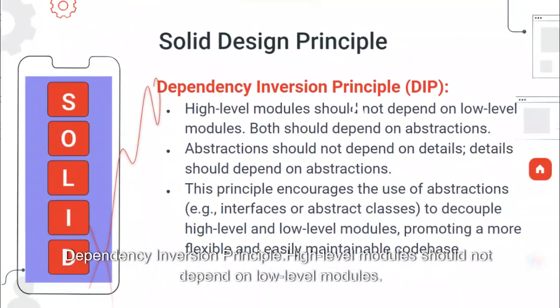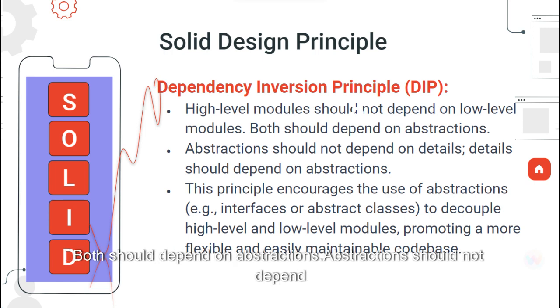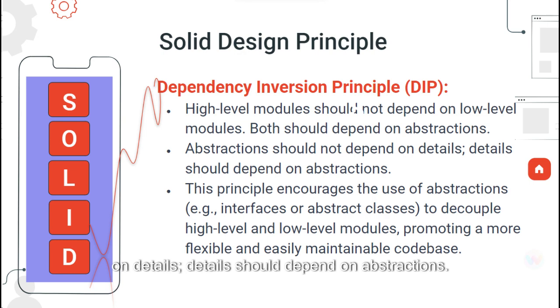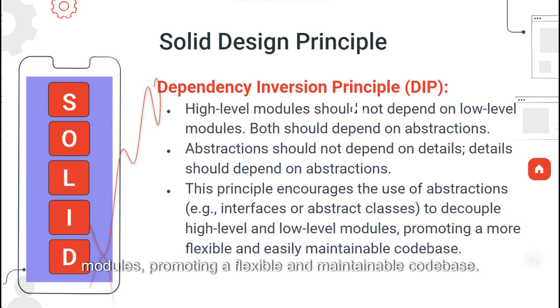Dependency inversion principle. High-level modules should not depend on low-level modules. Both should depend on abstractions. Abstractions should not depend on details. Details should depend on abstractions. This principle encourages the use of abstractions, e.g., interfaces or abstract classes, to decouple high-level and low-level modules, promoting a flexible and maintainable code base.